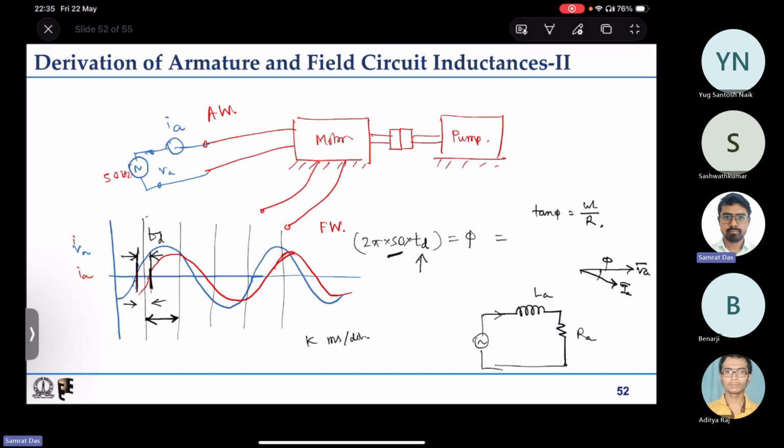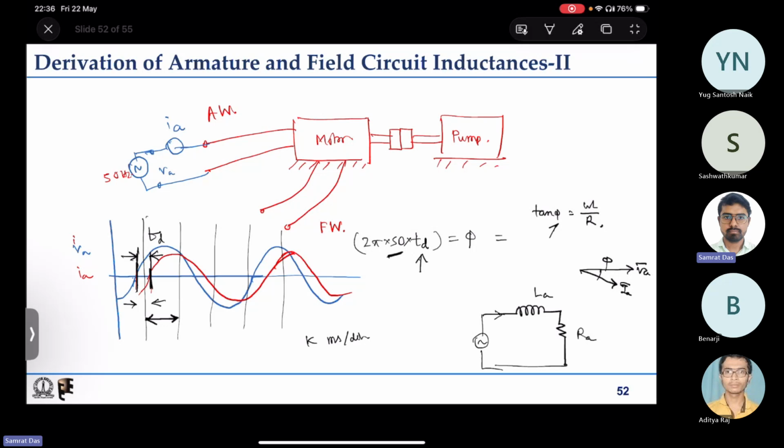So omega you already know, this is 50 hertz, so 2 pi f, and the R value you have already measured from the DC resistance test, and you have measured phi also. So from this you can put the values and find out the inductance value of that winding. Similarly, you can do the same experiment for the field winding also.